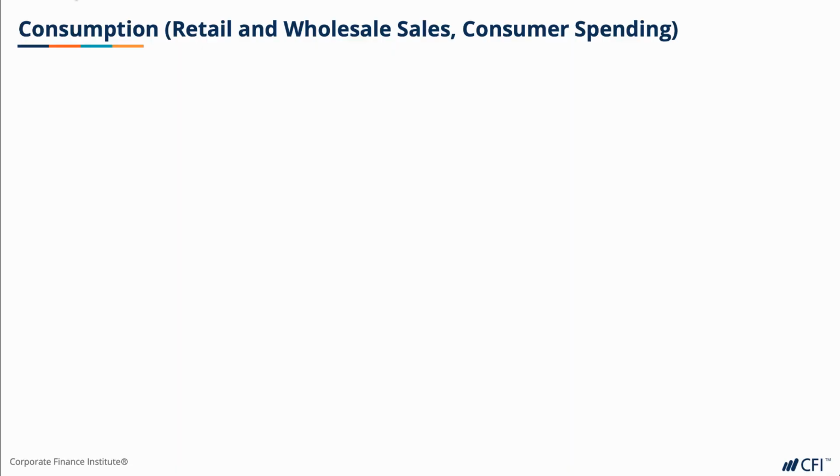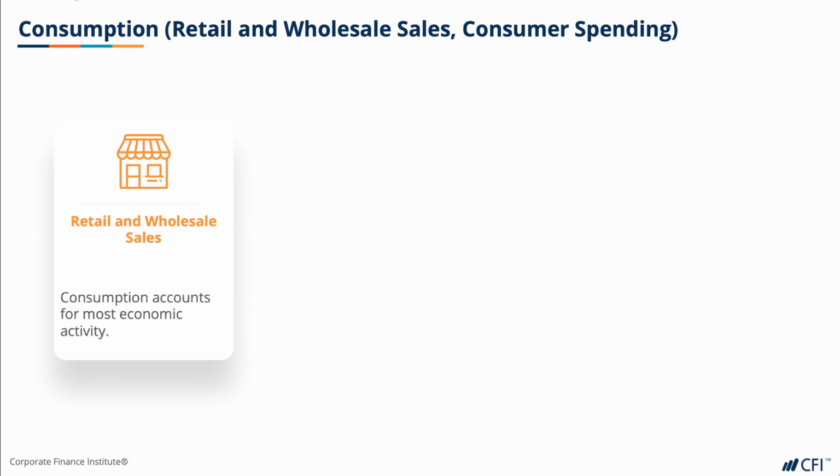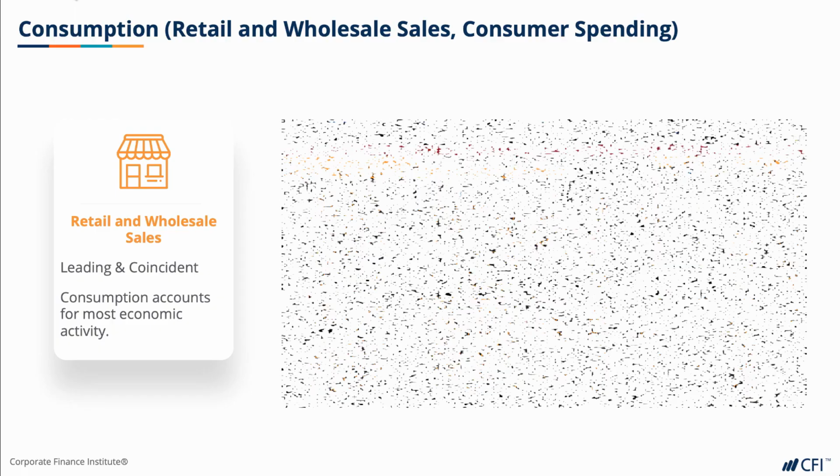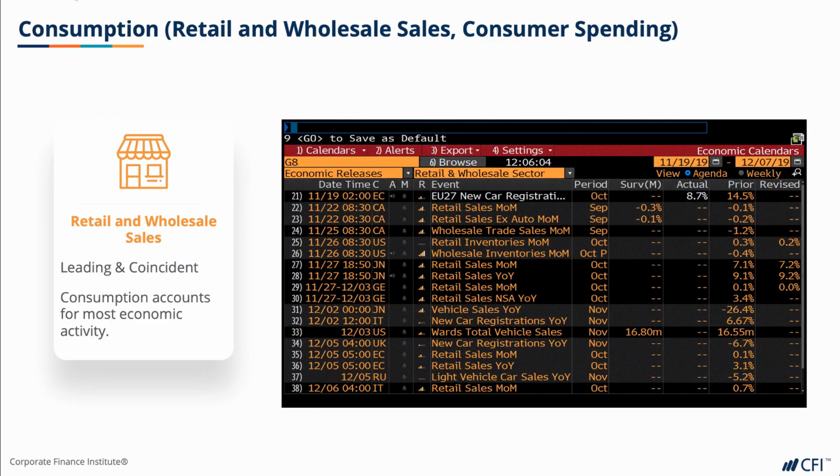In most developed economies, the largest contributor towards economic activity is consumption. Economic indicators such as retail and wholesale sales, as well as consumer spending, indicate both the real-time health and future direction of the economy, which is why consumption can be both leading and coincident indicators. Some examples of consumption figures may include personal expenditure, which is a key component of GDP and the basis for consumption and savings. Maybe vehicle sales would be another good example.